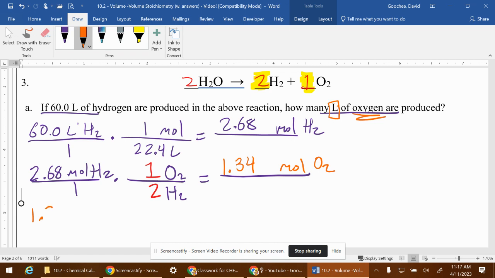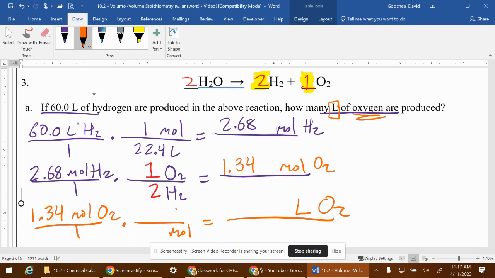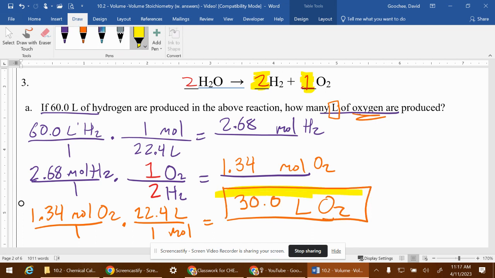So we have to take 1.34 moles of O2, and we've got to convert it into liters of O2. Now, to get out of moles into liters, you multiply by 22.4. So we're going to take that number, multiply it by 22.4, and we get 30 liters of oxygen. That's your final answer, 30 liters of oxygen.